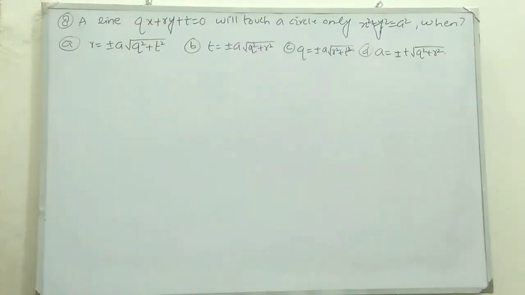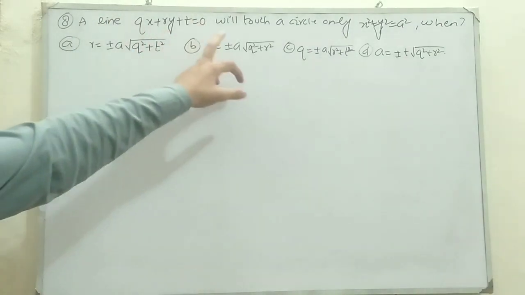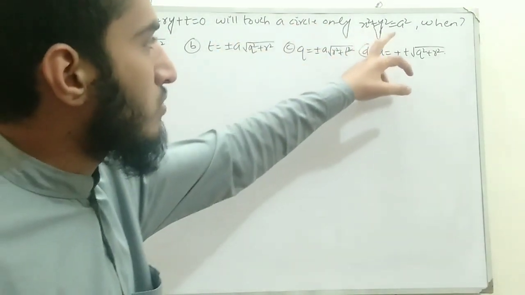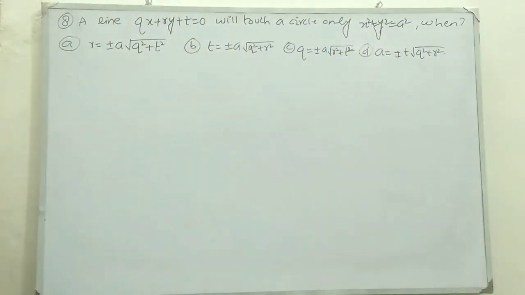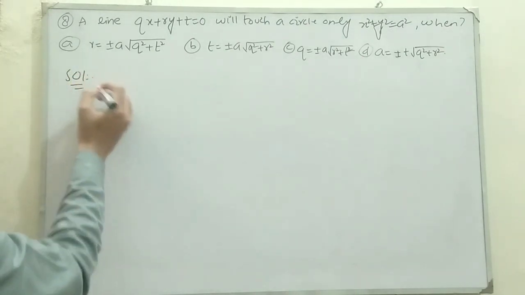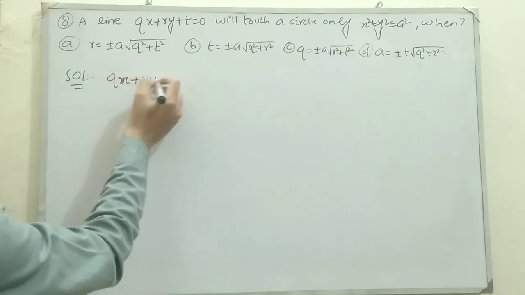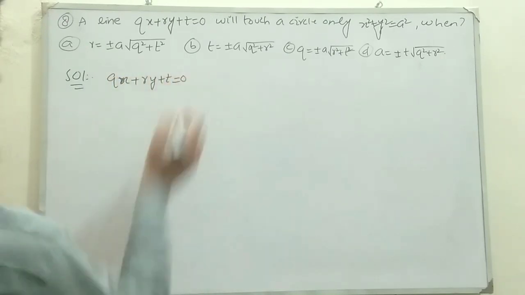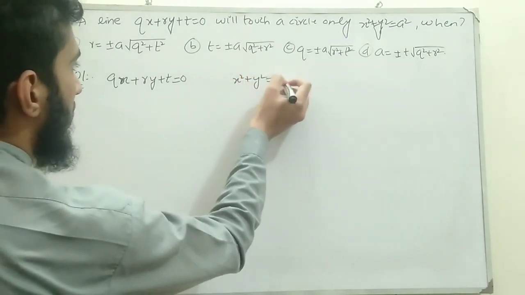Now move toward MCQ number 8. It tells that a line qx plus ry plus t is equal to 0 will touch a circle x² plus y² is equal to a² only when we have a condition given in the options. So let's move towards the solution of this MCQ number 8. We have a line given, qx plus ry plus t is equal to 0, and we have a circle given, x² plus y² is equal to a².